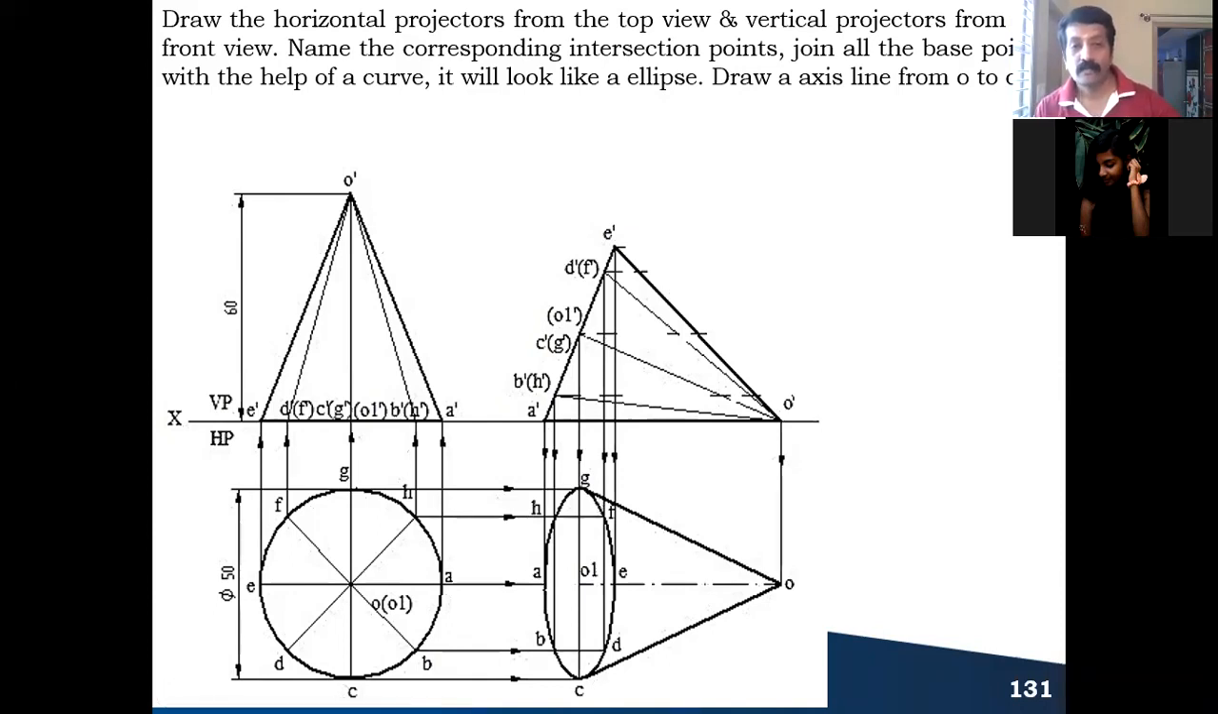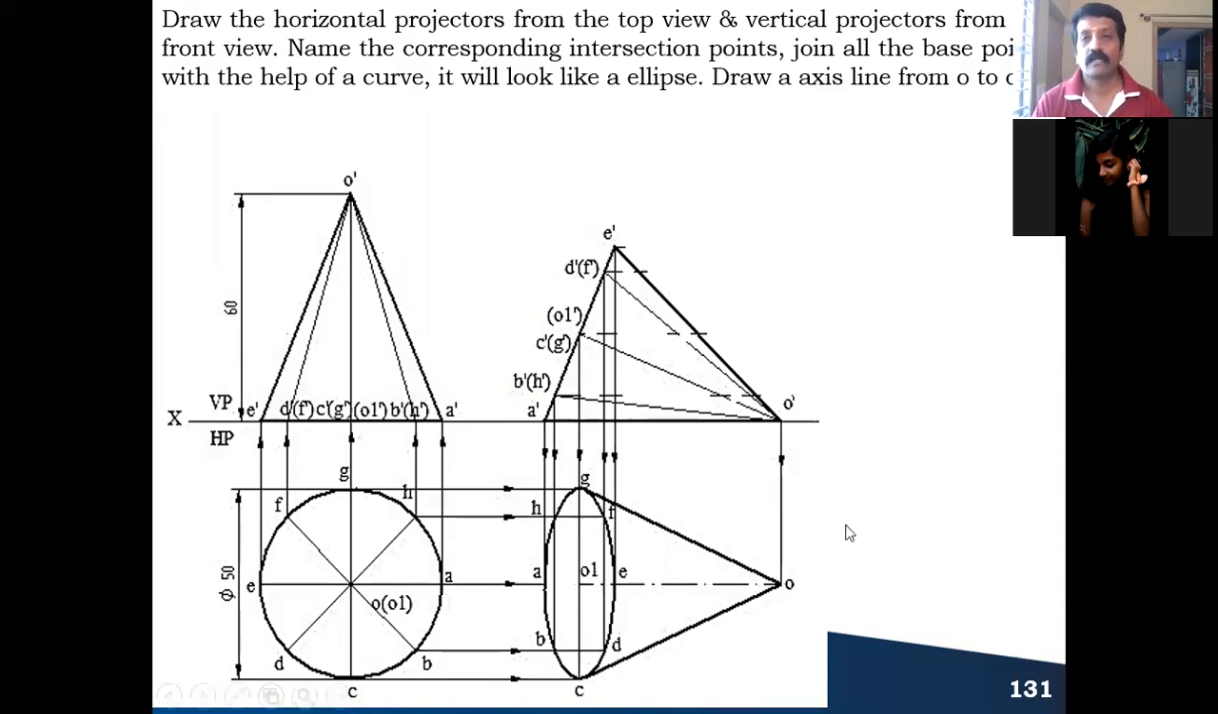You join this vertex to this ellipse like a tangent, or you join this major axis point to your vertex or apex. Show the axis line representation. That's all. So this completes your top view.